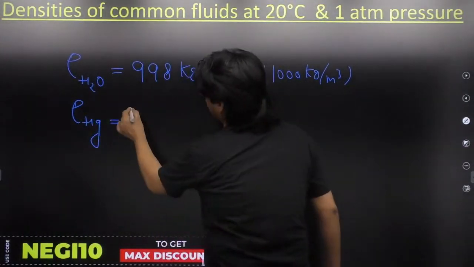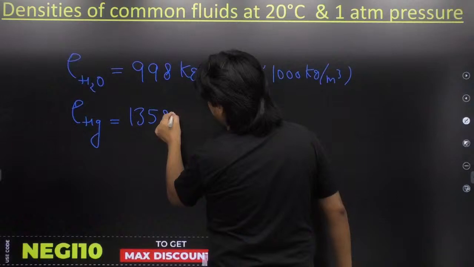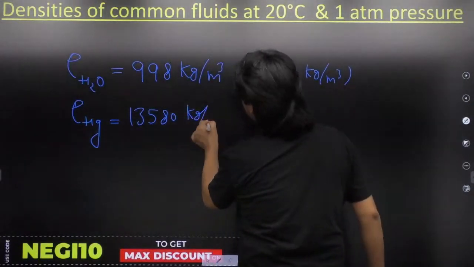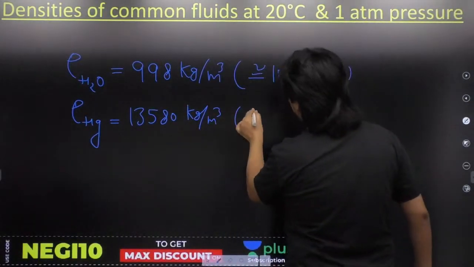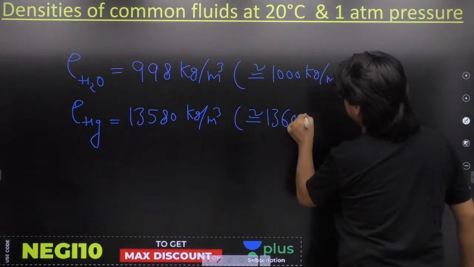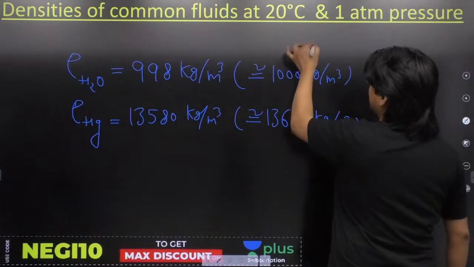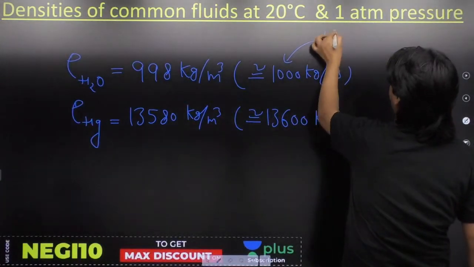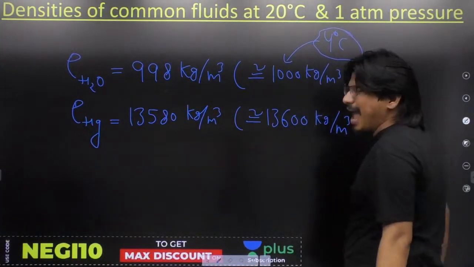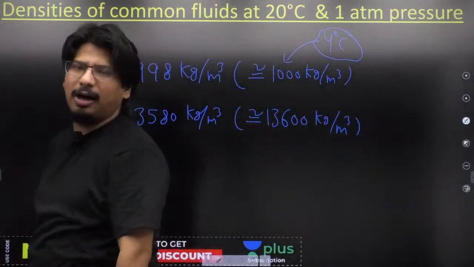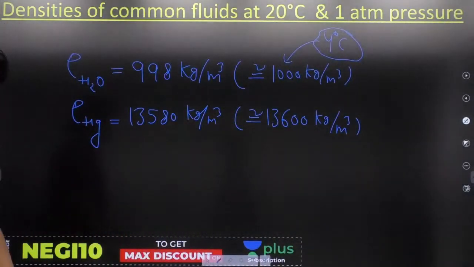Anyone remembers? 13,580 kg per meter cube. This was the density of mercury, and approximately we are writing 13,600 kg per meter cube. Actually, this value of density of the water occurs at 4 degrees Celsius, since it is the maximum density of the water.